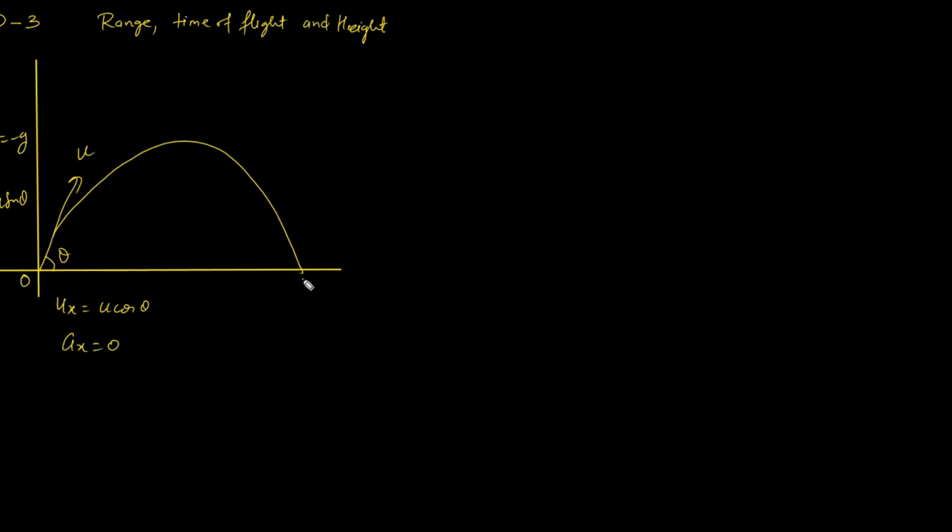Now, first of all, what is range? The distance between the point of projection O and the point where the projectile hits the ground, that is range. It means OP is the range. Now time of flight: the total time during which the projectile remains in space, that is time of flight. Height, or maximum height, you can say: when the vertical component of velocity of the projectile is 0, the height obtained by the projectile is its maximum height.